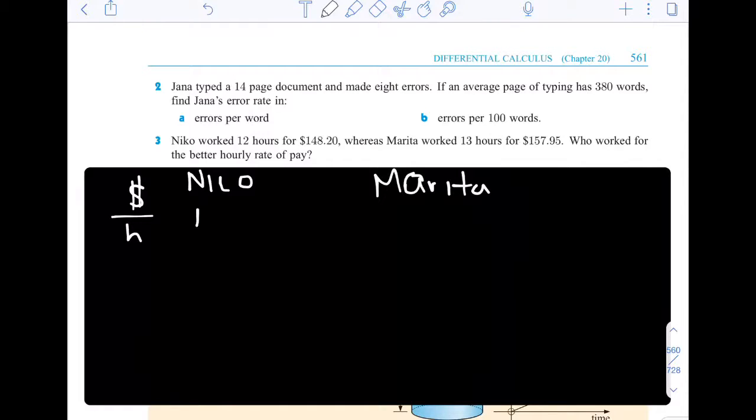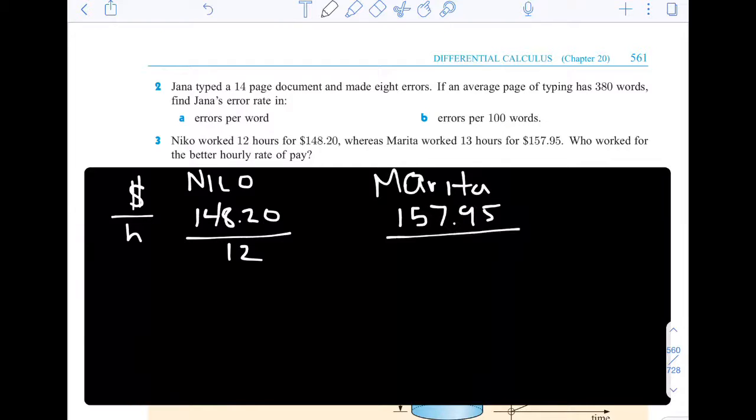So I want to compare both those ones and see who makes more money per hour. Well, Nico, it tells us that he made $148.20 over a course of 12 hours he worked that week. Marita said she earned $157.95 for 13 hours. So we have our units in the same way. When I divide these ones, it's going to give me dollars per hour because the denominator will always become 1. So I'm going to take those numbers and divide them. $148.20 divided by 12 hours.